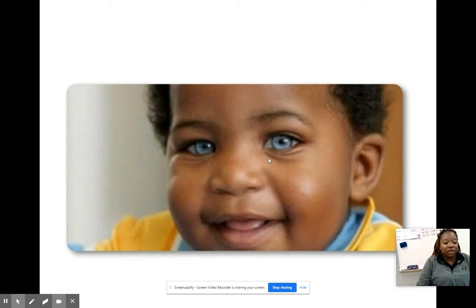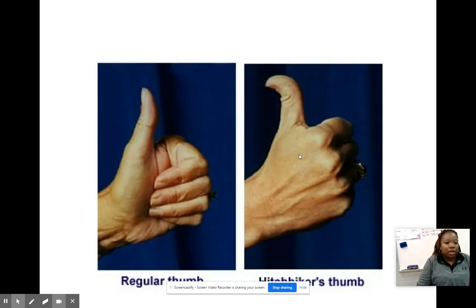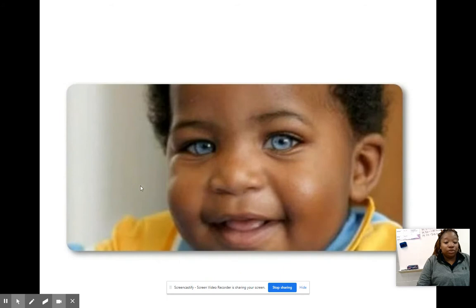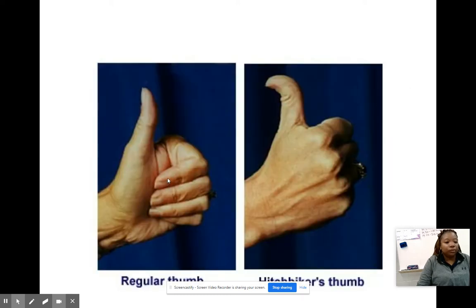Also, you notice this is a picture of a baby. His eye traits are different from the lady in the previous picture. The lady in the previous picture had brown eyes, and this particular baby has blue eyes. So these are different eye traits. These two individuals, I'm not saying that they are related, but I'm just giving you an example of how traits can be different based on different people having different traits.